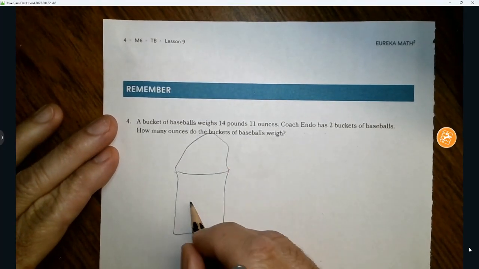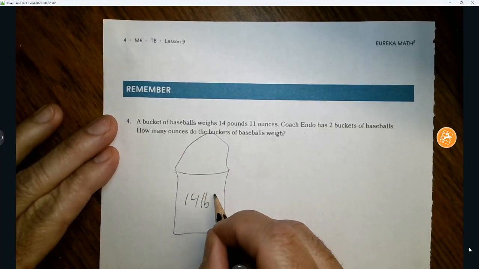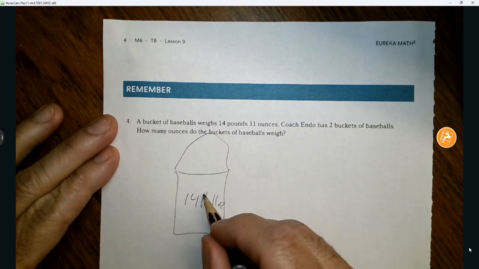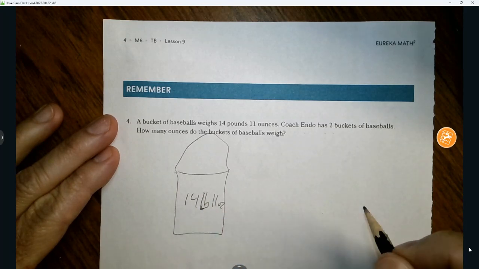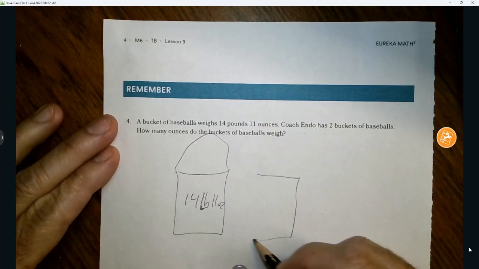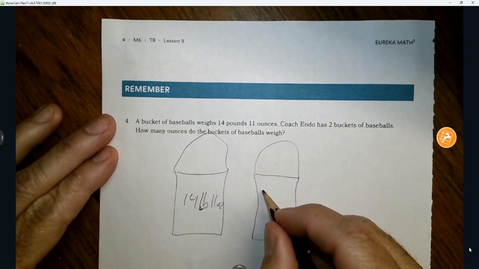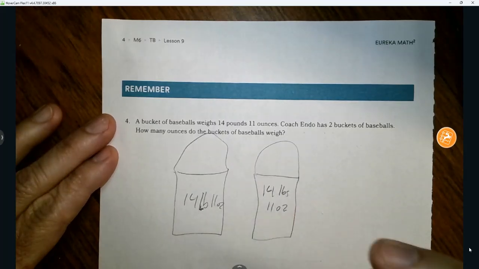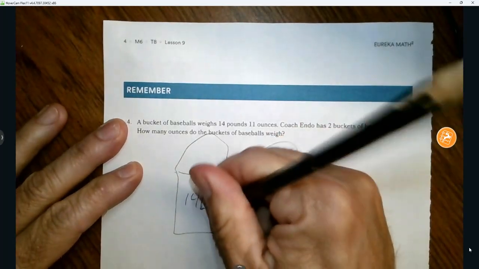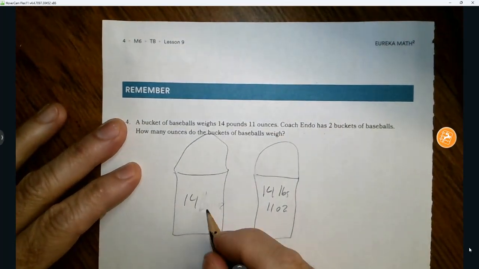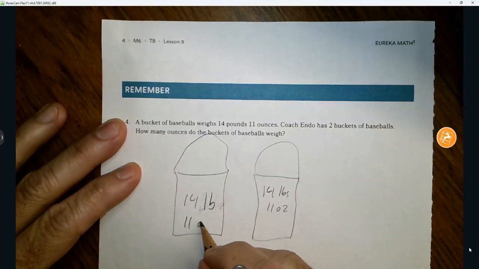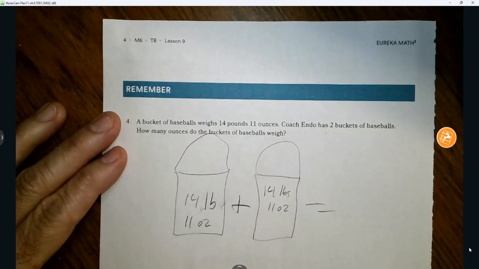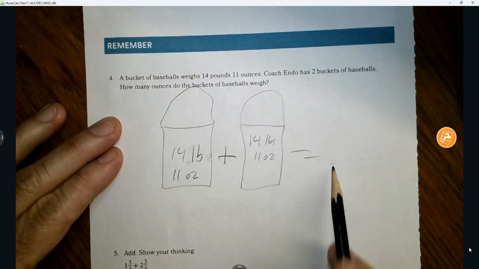So here's a bucket that weighs 14 pounds, 11 ounces. Here, I'll make that more of an L even though it's not supposed to be, so I don't confuse it. So we just have another one, right? These aren't great buckets, but you can tell what it's supposed to be. 14 pounds, 11 ounces. I like writing it that way better, so let's change this one. 14 pounds, 11 ounces. All right. How do you figure out how much 2 of them weigh? Add them together. Put the answer over there.